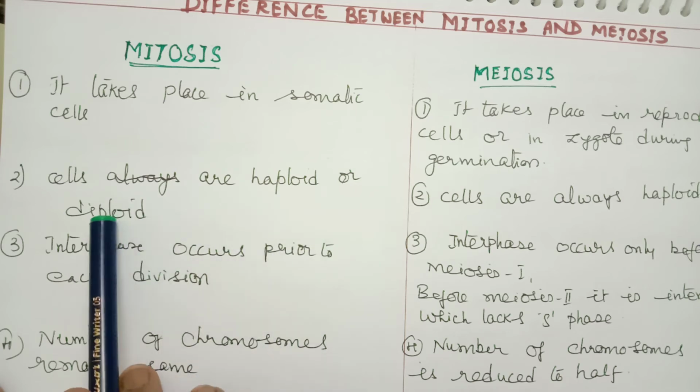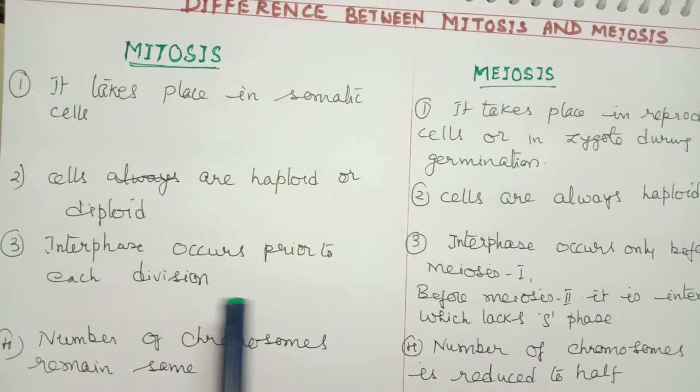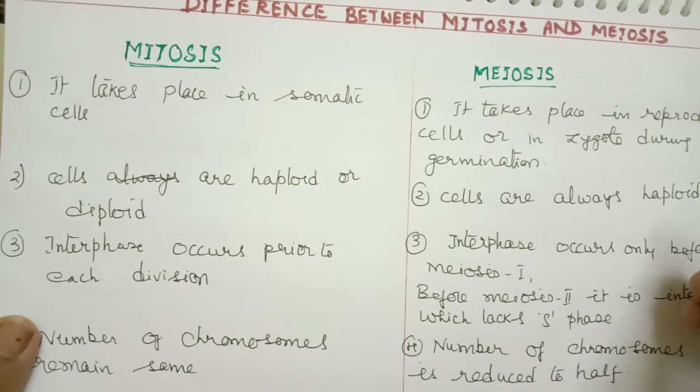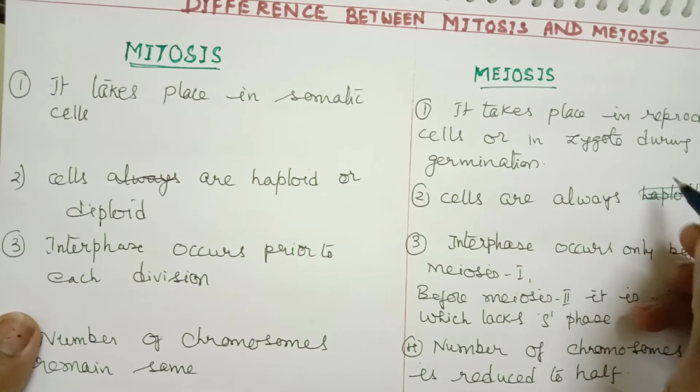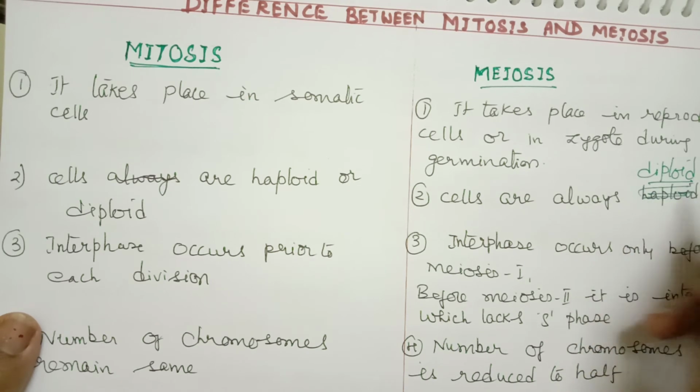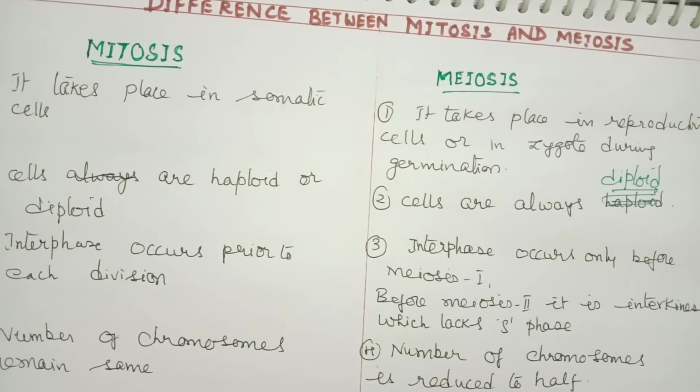And mitosis can take place in haploid or diploid cells. Any cells it can take place. But meiosis must always take place in a diploid cell. It cannot take place in a haploid cell. It can never take place in haploid, because further reduction of chromosome number cannot take place.